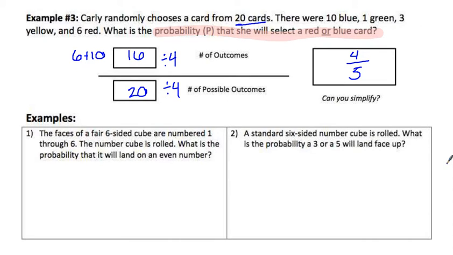The faces of a fair 6-sided cube are numbered 1 through 6. The number cube is rolled. What is the probability it will land on an even number? Now, remember your even numbers. I'm going to write them out. Are a 2, a 4, and a 6. So I want you to try to write out the probability it will land on an even number. Why don't you try that one by yourself?